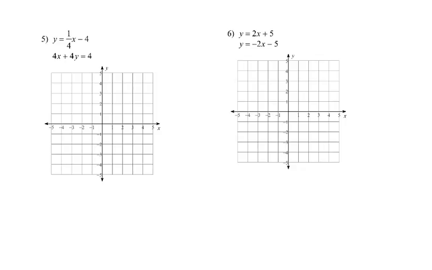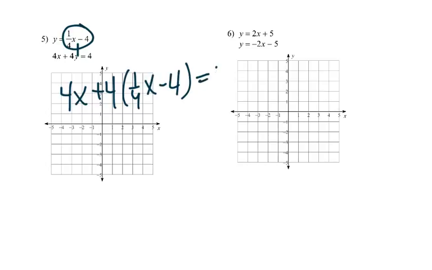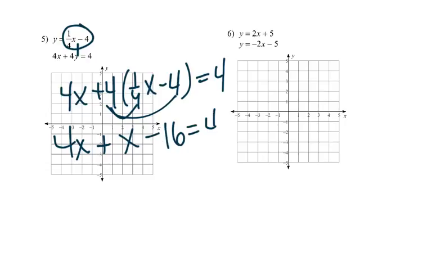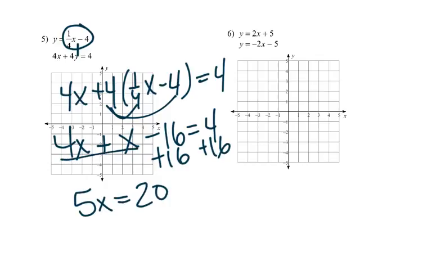Alright, I look at number 5, and I'm going to substitute it here. That one makes sense to me. Could I graph them? Yeah, I could. But I'm not going to. So this whole thing substitutes in for y. So I get 4x plus 4 times 1/4 x minus 4 equals 4. It's a lot of 4's. This multiplying in, 4 times 1/4 is just x. So I get 4x plus x. 4 times negative 4 is negative 16. So I add 16 to both sides. I can combine those to get 5x equals 20. Divide by 5, and x equals 4.